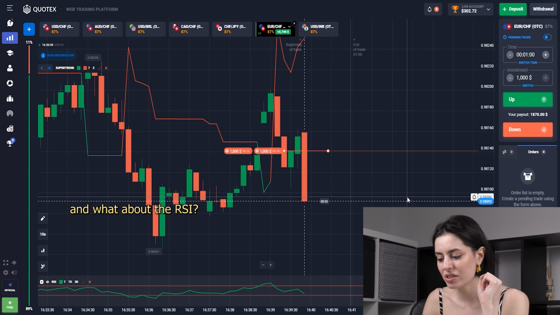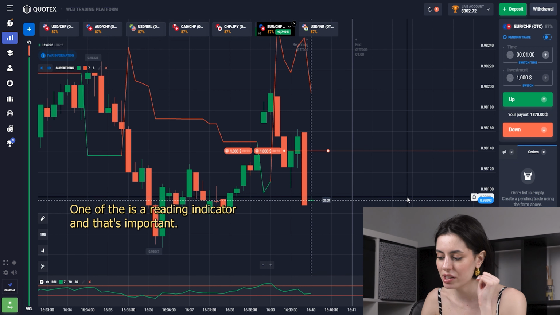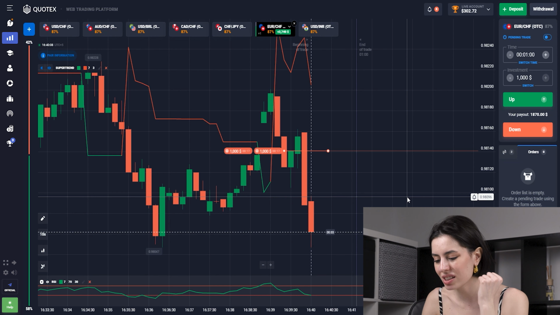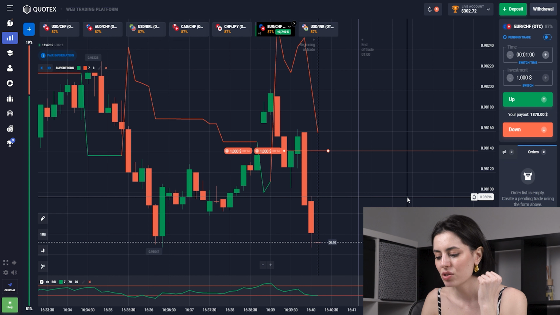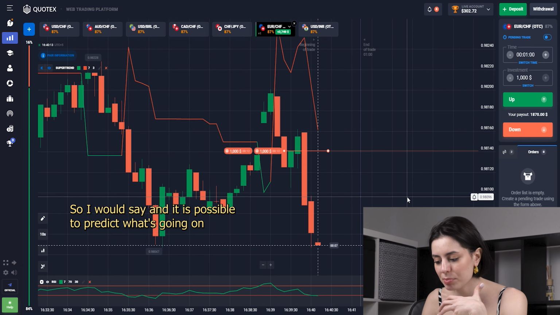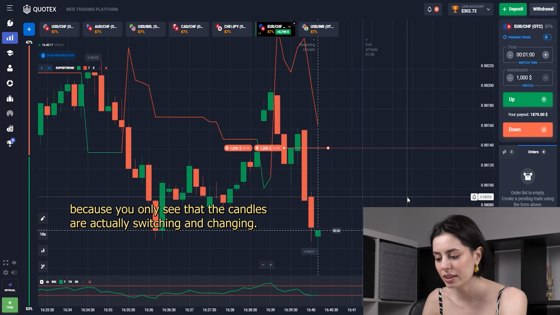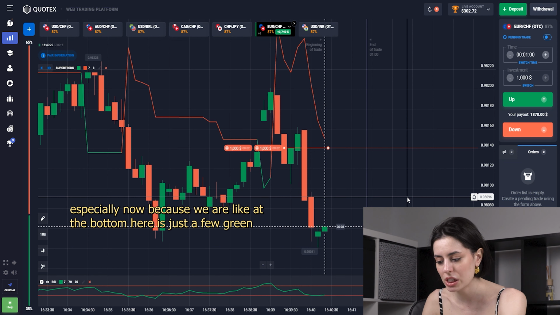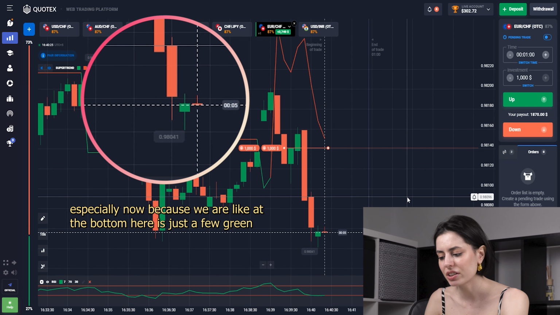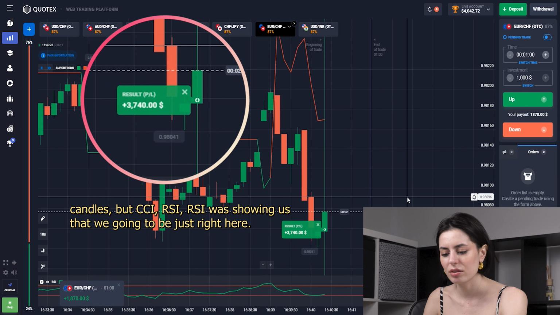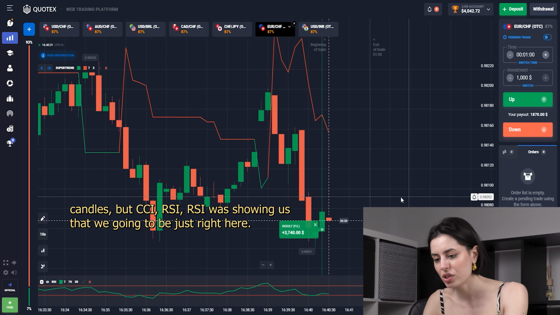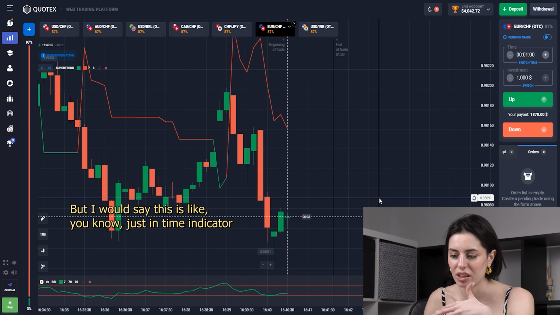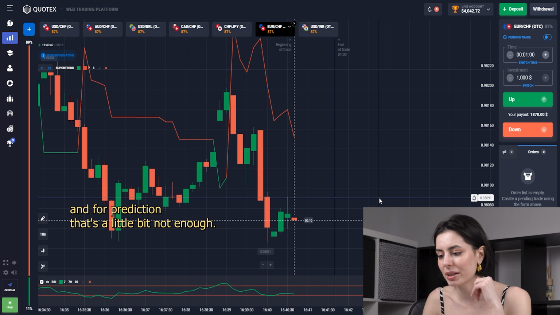And what about the RSI? Not a bad indicator, one of the easy-reading indicators, and that's important. But actually, there's a lot of reaction on all of the candles. So I would say it is possible to predict what's going on, because you may see that the candles are switching and changing, but RSI is giving us, especially now, because we are at the bottom, just a few green candles, but RSI was showing us that we're going to be just right here. It's not going to be that drastic, but this is a just-in-time indicator, and for prediction, that's a little bit not enough.